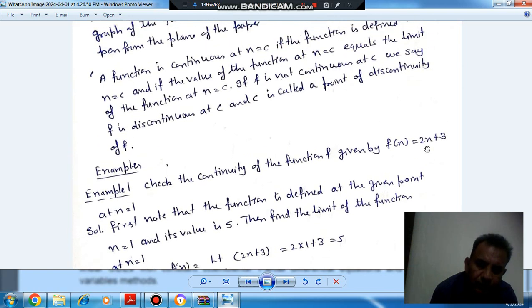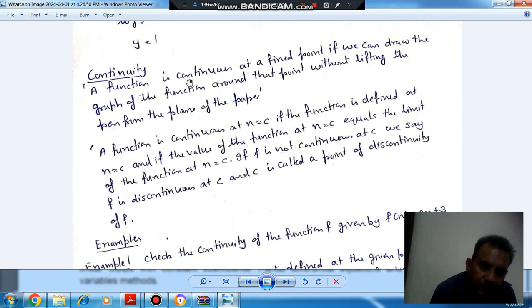So this is the definition of a continuous function: a function is continuous at a fixed point if we can draw the graph of the function around that point without lifting the pen from the plane of the paper.